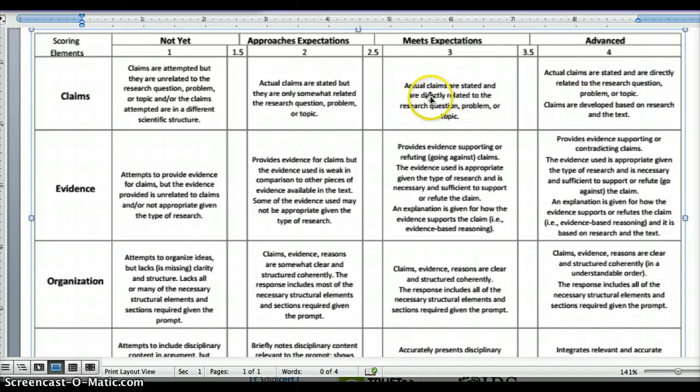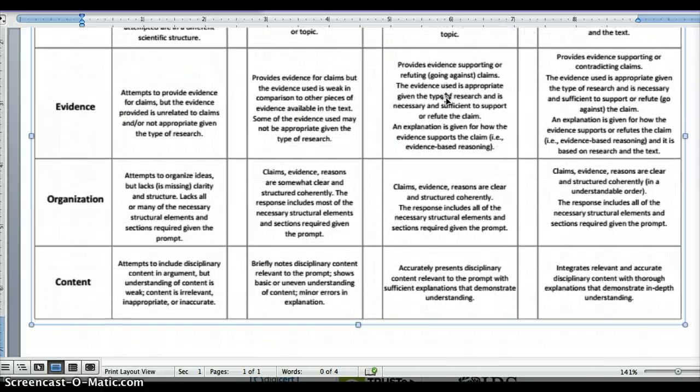As your claims get weaker, at a 3, they're not based on research as much. You're just saying stuff that's not based on anything that we read. And as you go down to a 2 and a 1, you're not addressing the question or the problem in the essay prompt. What about the evidence category?